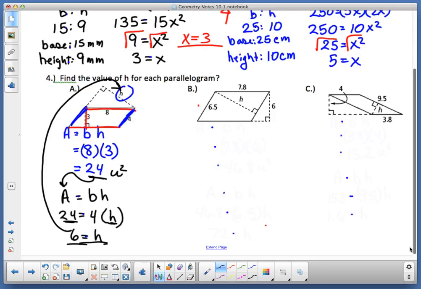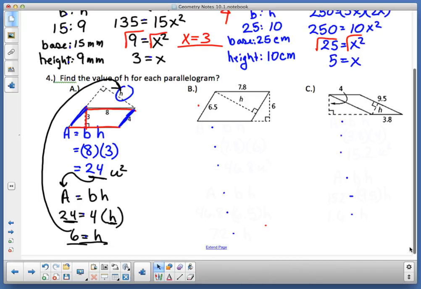Find the area of B, and then use it to help you find h with the side length of 6.5. So I'm telling you right away that the area won't be found initially using 6.5 and h, but you will use that to help you find h.